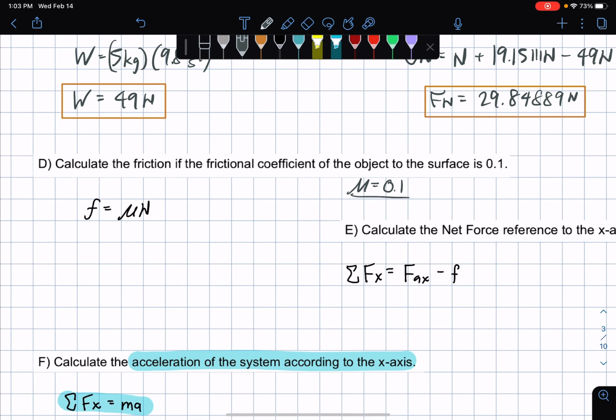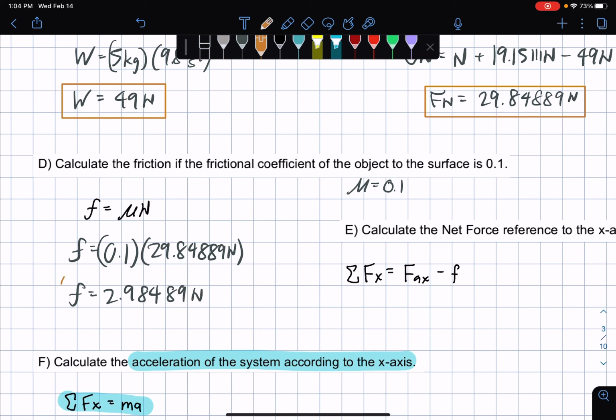So given that the frictional coefficient, symbolized as this symbol, is equal to 0.1, we have to look for the friction. Now we already know the normal force, so 0.1 times 29.84889 newtons. Okay, the answer is 2.98489 newtons. So that's for friction.